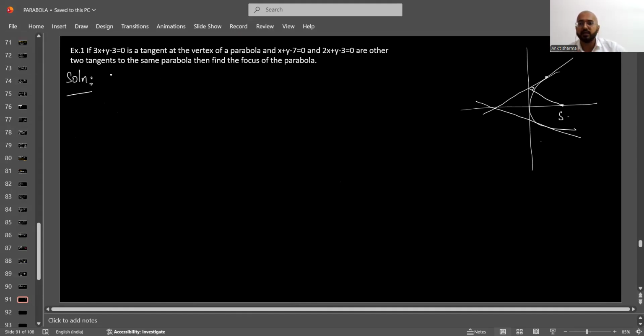So the same thing would happen here also. If I just draw it perpendicular right here, say this is my point M, and this is my point N. Which means I need to find out the focus.